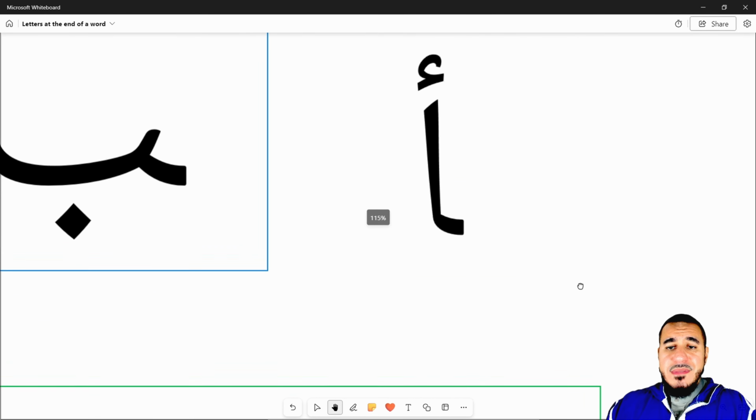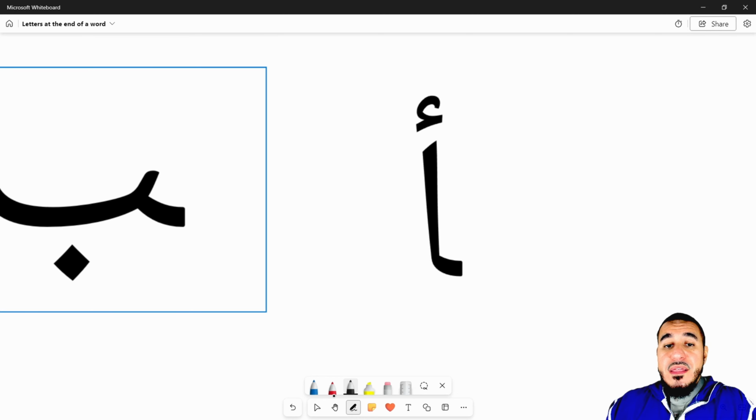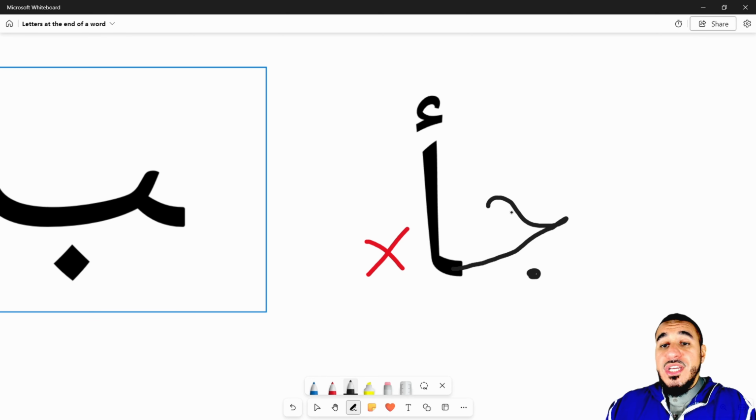So when the alif is the last letter in a word, it will appear like this, which is the same as when it's in the middle of a word. Other than no letter will come after it, okay? Not just that a letter cannot physically attach to it, but no letter will come after it. But of course, a letter can and will come before it. For example, the jim would attach directly to it if the jim is before it, but then no letter would come after it when it's the last letter in the word.